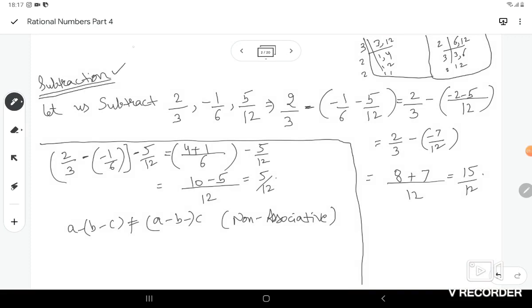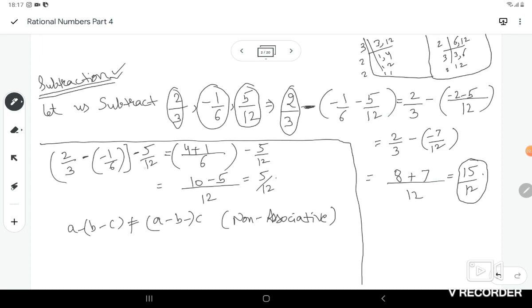Now let us see how it behaves in case of subtraction. Let us consider three rational numbers 2/3, -1/6 and 5/12 and subtract them in a way that 2/3 - (-1/6 - 5/12). On taking the LCM and solving the equation, we get the result as 15/12.